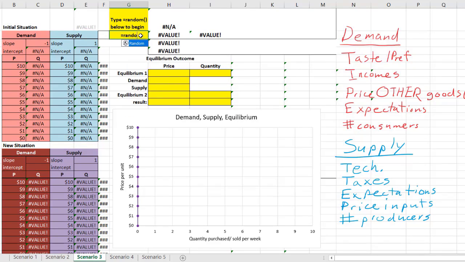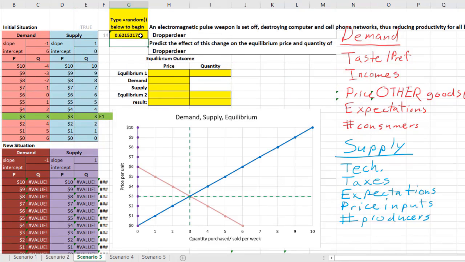Equals random, open, close parenthesis. Okay, here's an interesting one. Let's find our initial equilibrium though, as always. Start here first. So looking at the graph, here's my equilibrium where supply and demand meet. Price is 3, quantity is 3. So let's type those in. Price is $3 per unit, quantity is 3 units per time period. Okay, now we can go and look at our situation.